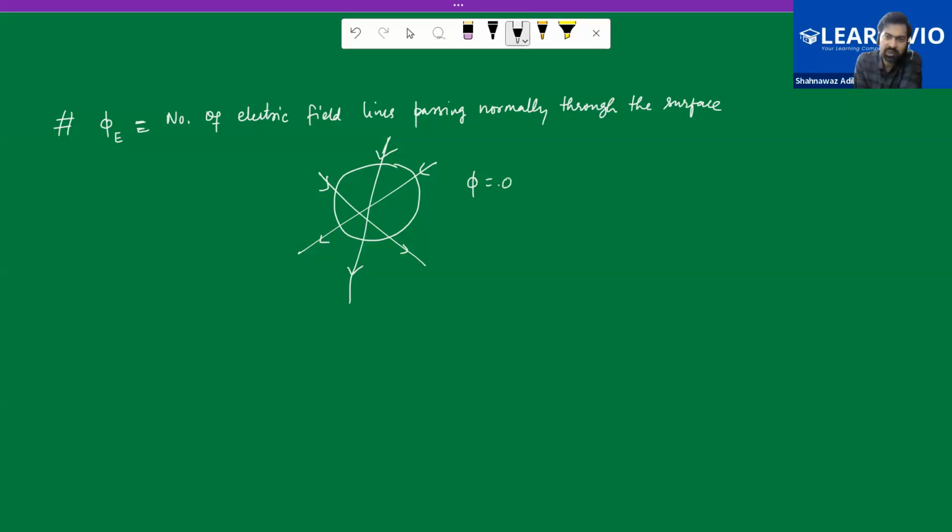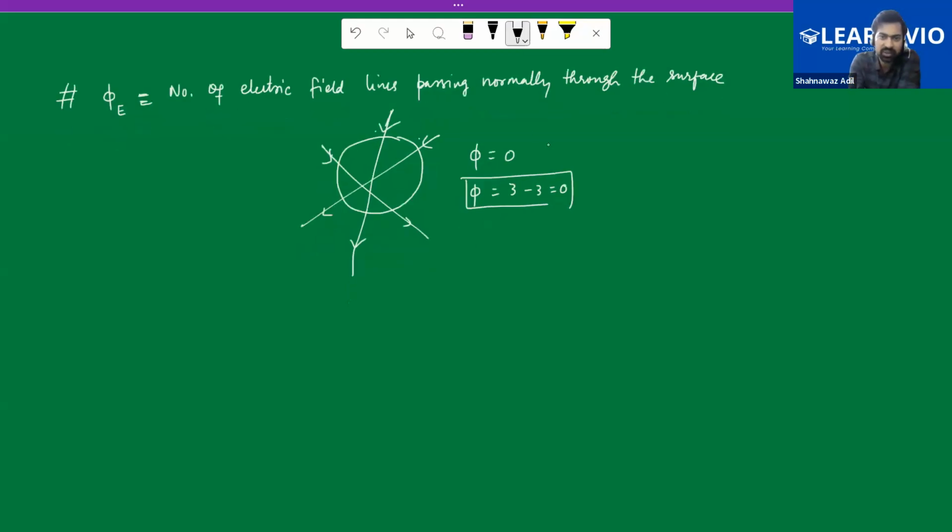That would be zero, right? Because how many numbers? One, two, three. Three electric field lines are going inwards and three are coming outwards. So that would be 3 minus 3, which would be zero. So, the number of electric field lines normally passing through the cell.